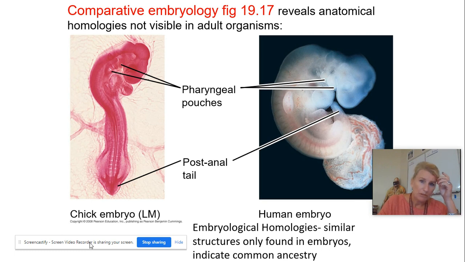Does it mean humans came from chicks? No way. It means that both chickens and humans probably share a common ancestor because the manner in which the organism develops before birth is similar.